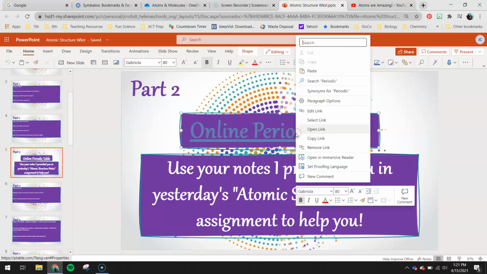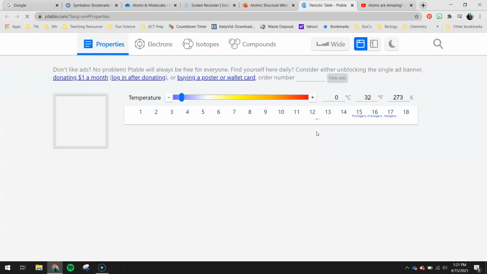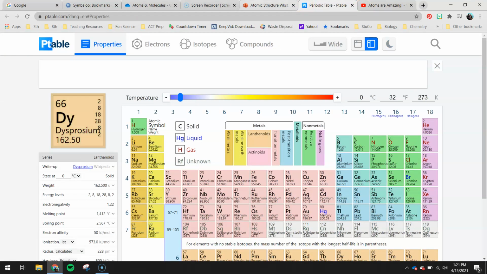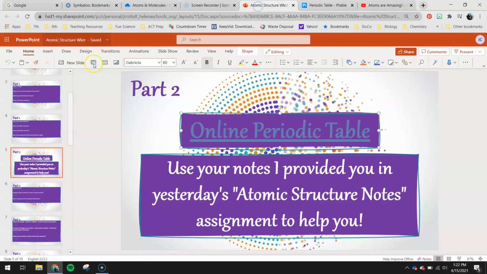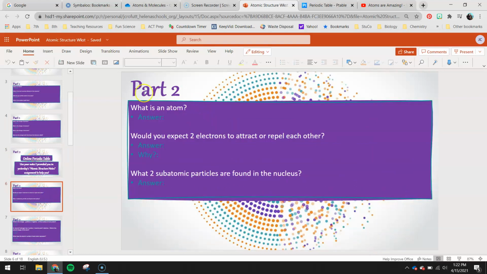You guys will need this online periodic table, so you can right click and open that link up. This should be familiar for you from the escape room from yesterday. So you are going to use the notes I provided you yesterday and also the periodic table to help you. Okay, so what is an atom? Again, this is review. I'm going to ask you that question a lot. What would you expect, would you expect 2 electrons to attract or repel each other?